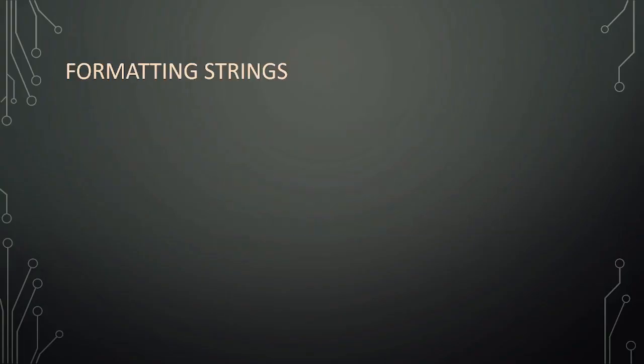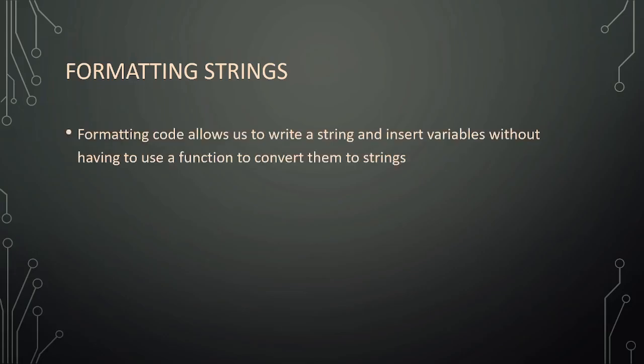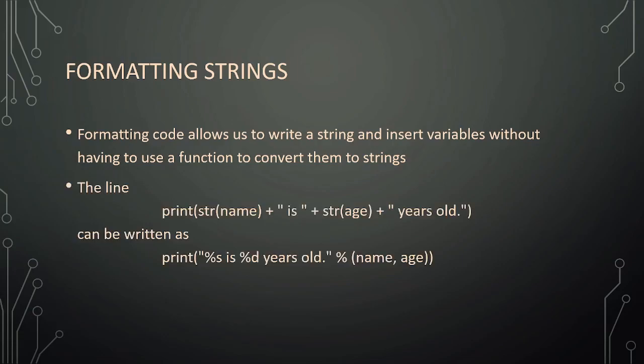Finally, for this video, we're going to be looking at formatting strings. Now, formatting strings allows us to write code and insert numbers and variables into the string without having to use any functions like str to convert them into strings. So an example for this is I could use print open bracket str open bracket name close bracket plus, and then keep doing that. Now this can get a little bit tedious, especially if you've got lots of variables, this could extend out how long the line is and make it very unreadable.